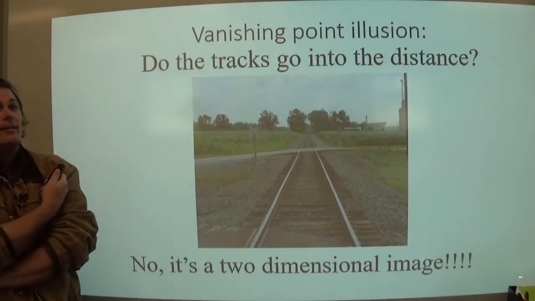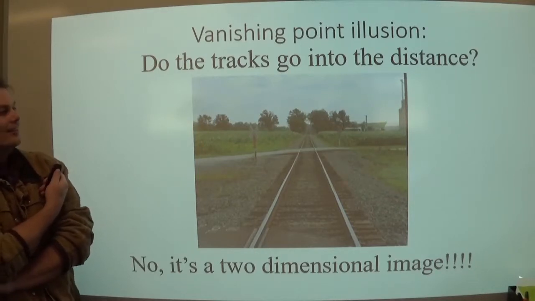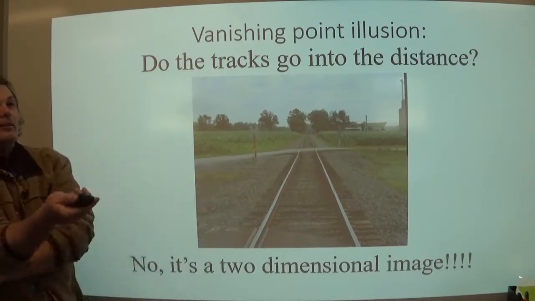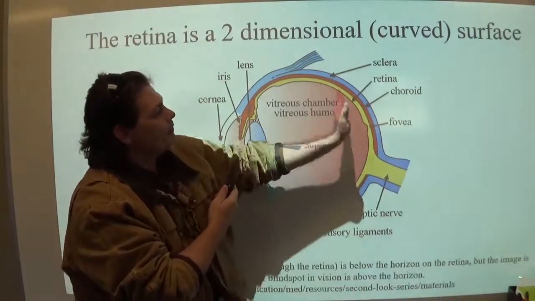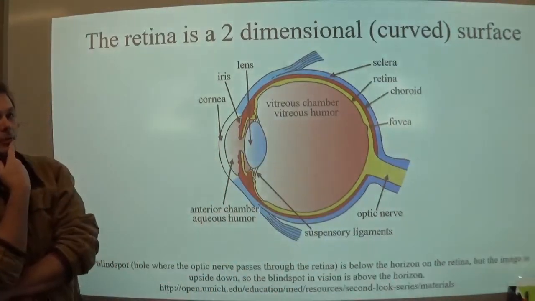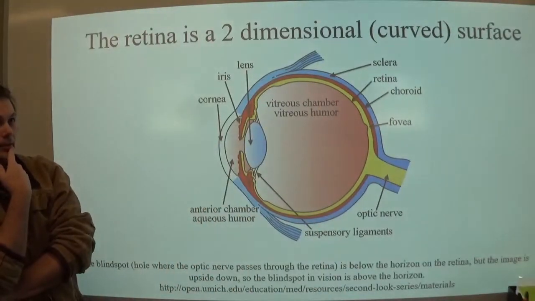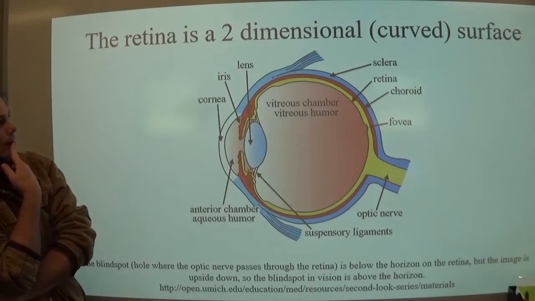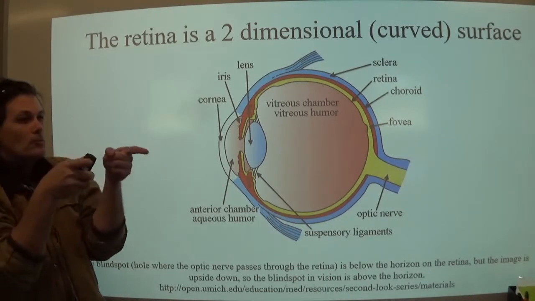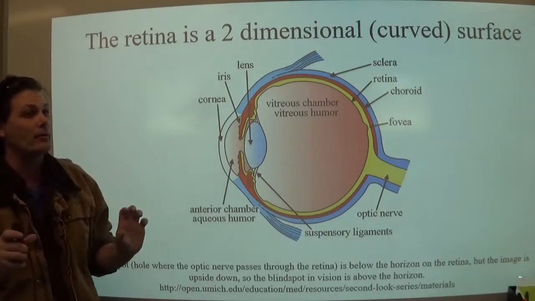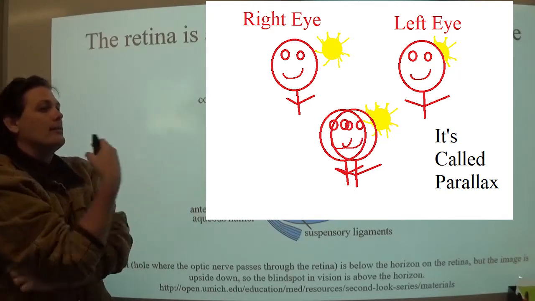Do the tracks go into the distance? Vanishing point illusion. No, it's a two-dimensional image. It's just flat. But so is the back of your eye. Your retina is a curved two-dimensional feature. And the curving actually does help us with the three-dimensional processing, because you get a little bit of a distance issue there. But the picture in between the two eyes is slightly different. And we use the difference in those pictures, using just about the fastest part of the brain, to analyze the difference between those two pictures and determine how far away something is.